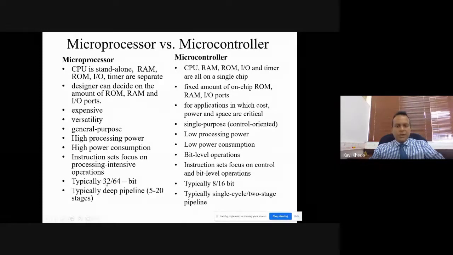It tends to be typically 32 or 64 bits, whereas in a microcontroller, the CPU, the RAM, the ROM, I/O port, the timer, everything is on a single chip. I've already mentioned it before. Fixed amount of on-chip ROM, RAM, I/O ports for applications in which cost, power, and space are critical. So you go for a microcontroller. It is single purpose, so it's control oriented, controlling for a specific thing. Low processing power, low power consumption. These are some characteristics, and typically it is an 8 to 16-bit microcontroller. So on this slide you see the difference between a microprocessor and a microcontroller.